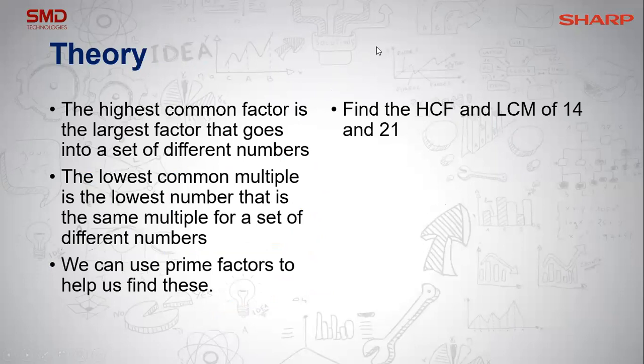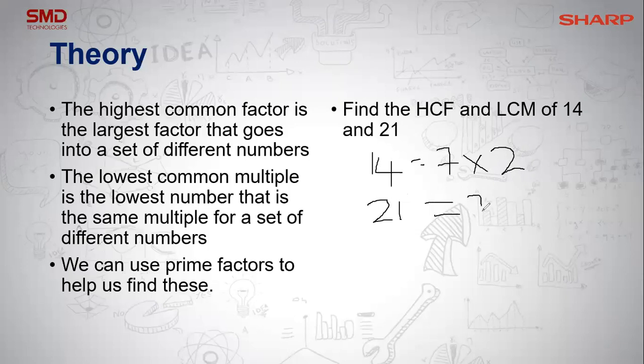Okay? And we can use prime factors to help us find it. So what I'm going to do here is find the highest common factor of 14 and 21. I'm going to say 14 is equal to 7 times 2, and 21 is equal to 7 times 3. Now we can see that factors-wise, the factor that is common to both 14 and 21 is 7. So our highest common factor is 7.